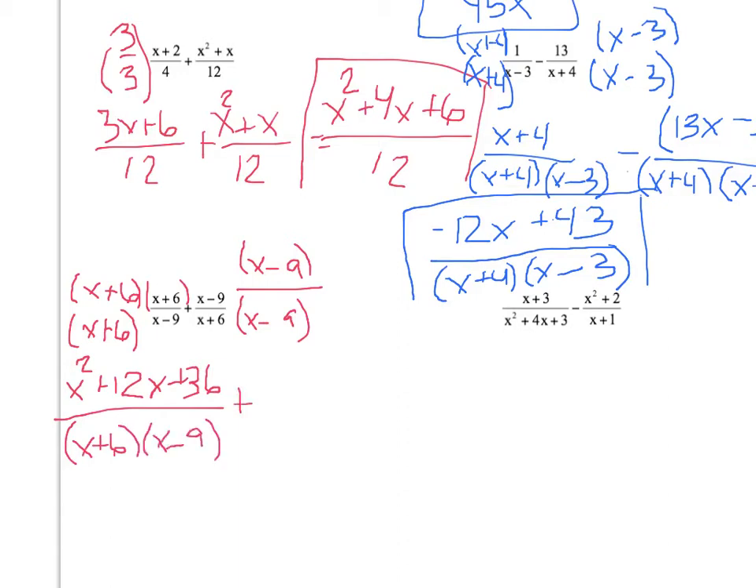And x minus 9 times x minus 9 is also a FOIL problem. x times x is my x squared. Minus 9x times another negative 9x is going to be negative 18x. Negative 9 times negative 9 is positive 81 over my denominator.